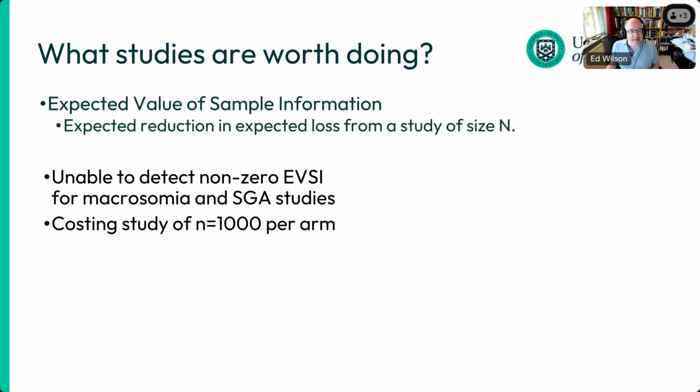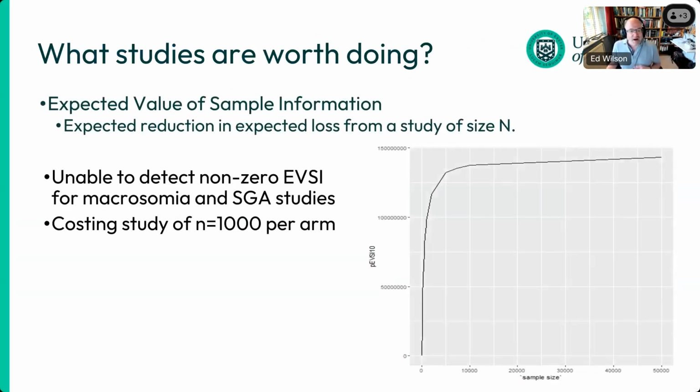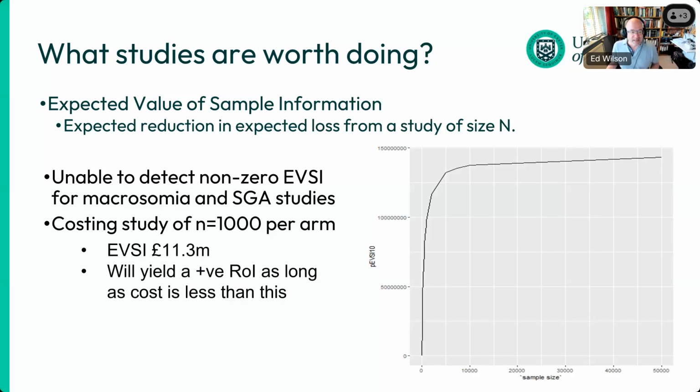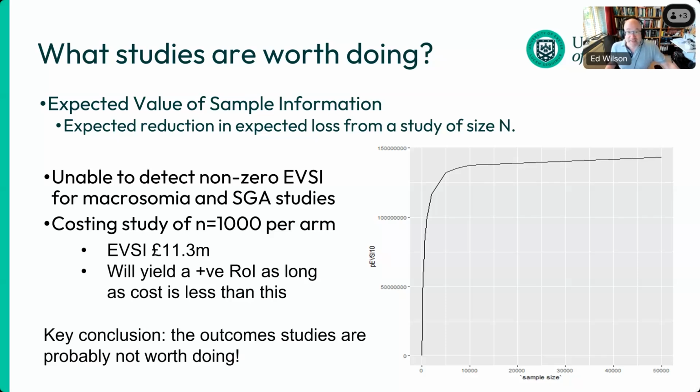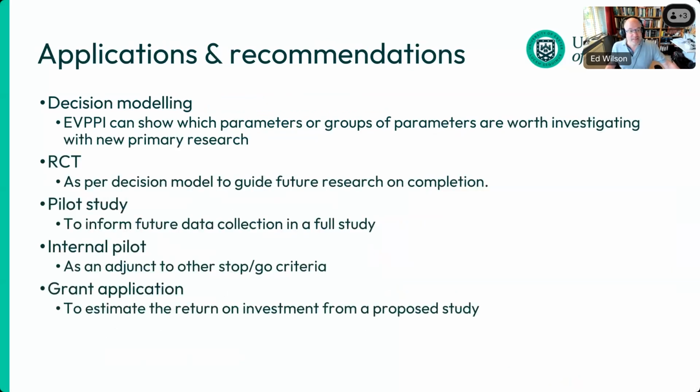But I was able to look at the EVSI for a study looking at the costings of delivery. I found that a study of about 1,000 participants per arm, mothers per arm, would yield an expected value of sample information of about £11.3 million. Rather than asking what a study like that would cost, I copped out and said that it will yield a positive return on investment as long as the study costs less than this. Such a study would probably cost you £4 or £5 million if it was a randomized trial. If it was a database analysis, which you probably could do, it would be a lot cheaper than that. So this is probably a study that's worth doing. I think, however, the key conclusion was that the outcome studies, clinical trials looking at outcomes, are probably not worth doing, which is probably the major takeaway.